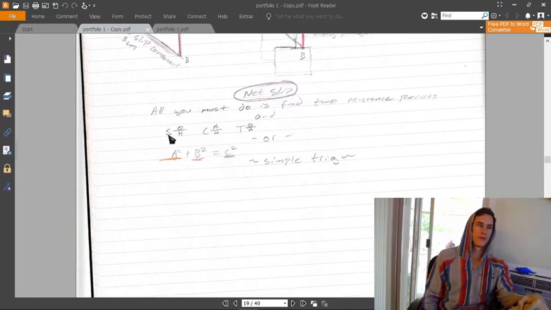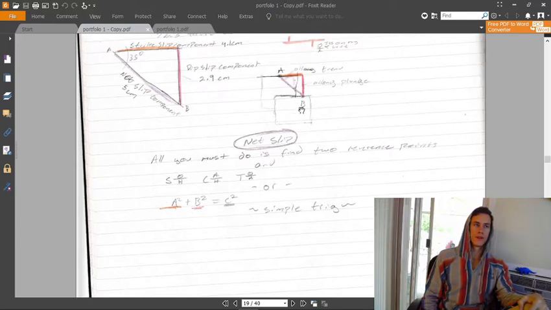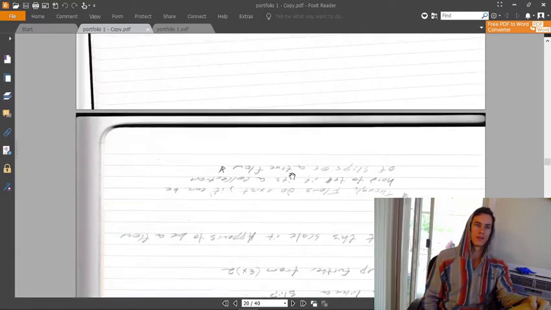SOHCAHTOA: sine is opposite over hypotenuse, cosine is adjacent over hypotenuse, and tangent is opposite over adjacent. Or a squared plus b squared equals c squared. So this is just to find the net slip. And if you have one of these measurements, you can find the net slip pretty easily. It's not too hard.